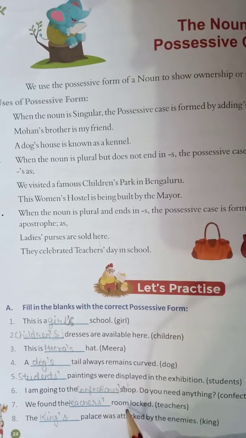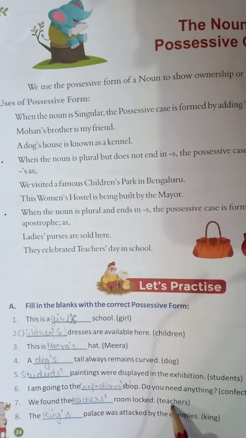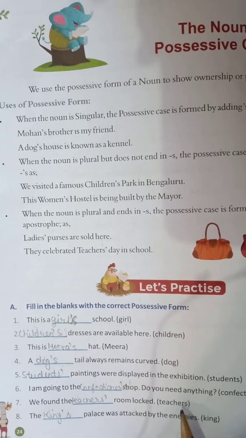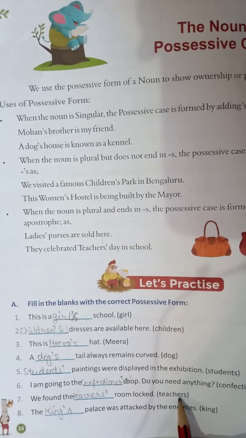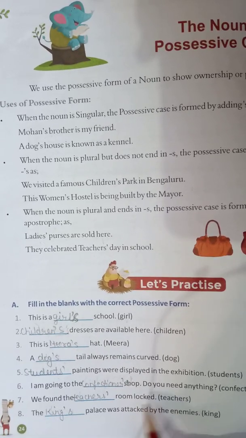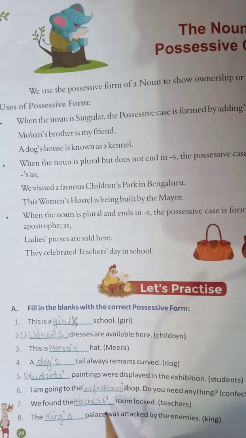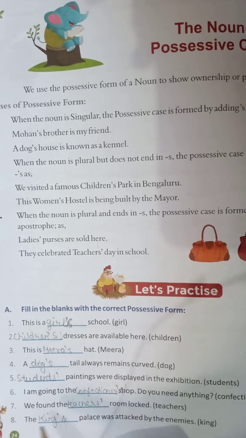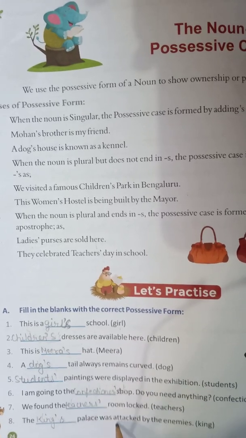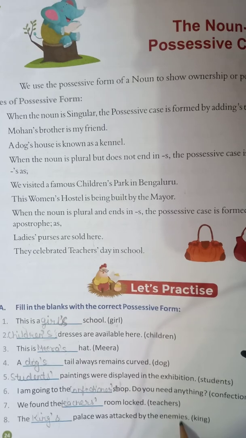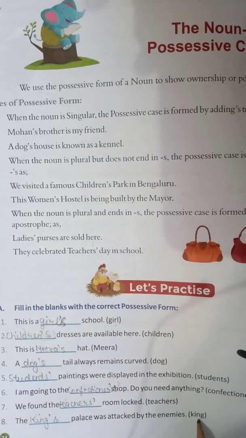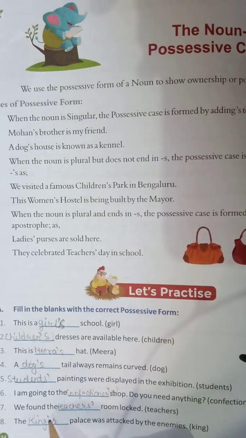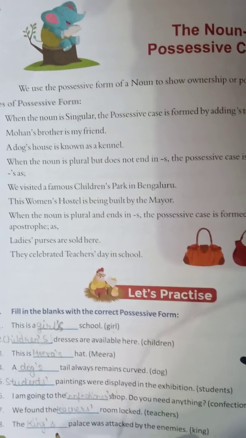We found the dash room locked. The word here given teachers is a plural noun and s is already here, so we use only apostrophe to make it possessive form. So we read as we found the teachers' room locked. The king's palace was attacked by the enemies. The word king is a singular noun, so we use apostrophe s.